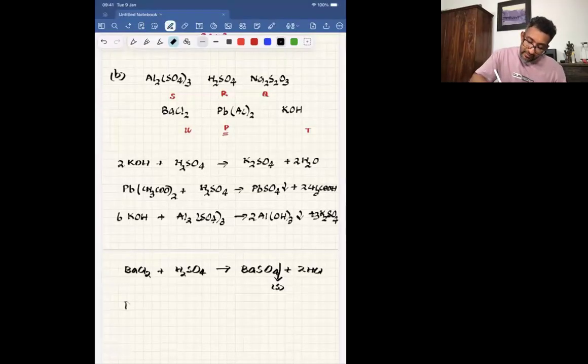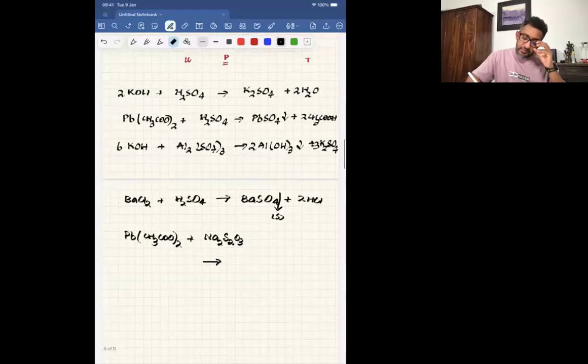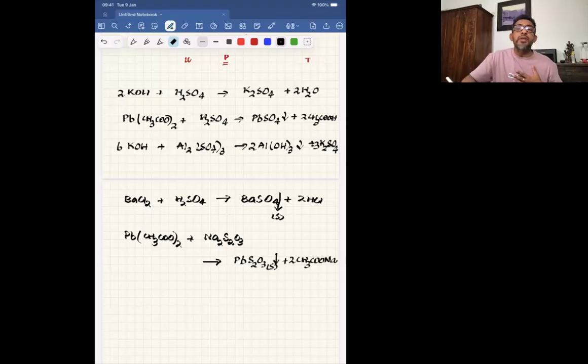Lead acetate, and this is sodium thiosulfate. What do you have? Lead thiosulfate, PbS2O3, and CH3COONa. This is the white precipitate that you get.